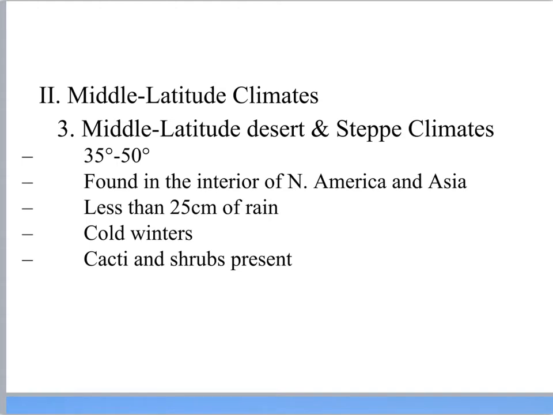Mid-latitude desert and steppes, they're between 35 and 50 degrees north latitude or south latitude. These are found in the northern interior of North America and Asia. Again, we're seeing those desert-like rainfall amounts, less than 25 centimeters of rain. This is different from the tropical deserts. Tropical deserts are hot year-round. Mid-latitude deserts have cold winters. They can get snow in the wintertime. That's a common misconception. Typically, we get a lot of cacti and shrubs in mid-latitude deserts.